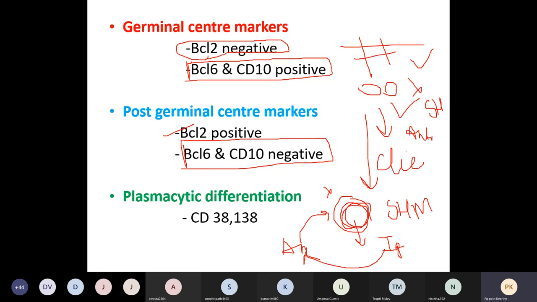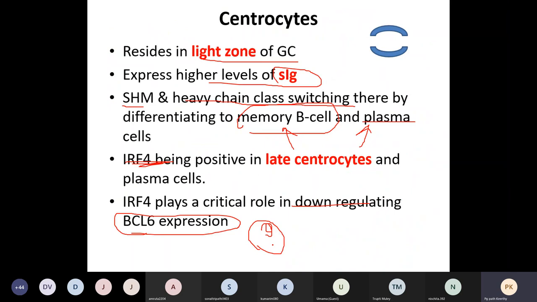Okay? So in general, this should be our concept. Any lymphoma arising from the germinal center will be BCL2 negative. If it is positive, then think of follicular lymphomas and look for the translocation 14;18, or Burkitt's lymphoma, which is 8;14, right? And if you want to prove your lymphoma is post-germinal center in origin, it should be BCL6 and CD10 negative, and it should be BCL2 positive. And if it has completely become plasmacytic differentiation, then it will be CD38 and CD138 positive.